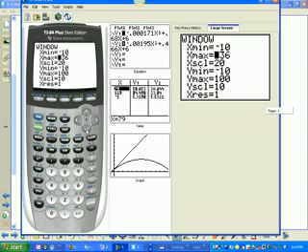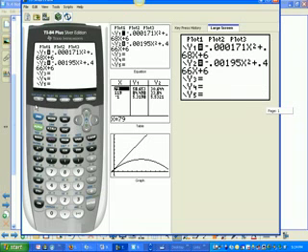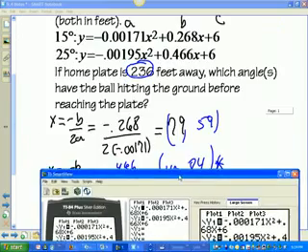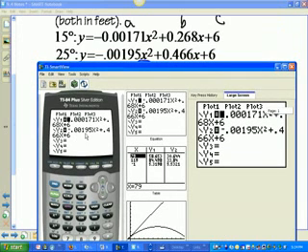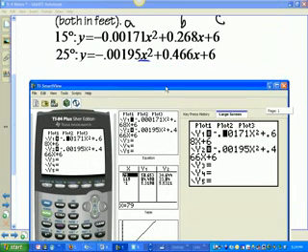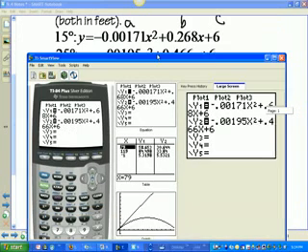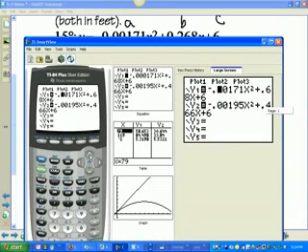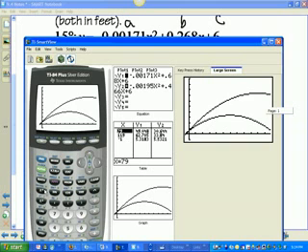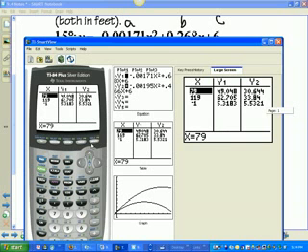Now, if you want to see the whole graph, let's make sure I type that equation in right. Negative 0.00195x squared plus 0.466x plus 6. Negative, there's my problem. I just noticed that. I got an extra 0 in there. And I sure hope my table was right then, dang it. Let's go back to our table. I made a mistake. Second table.